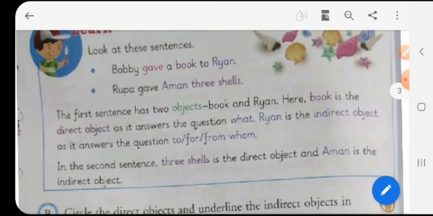Now let's see what these two objects are. Book is the direct object as it answers the question what. It is directly correlated to gave. What is given? A book is given. Then Ryan is the indirect object, that is, to or for whom this is done. So Ryan is the indirect object. In the second sentence, 3 shells is the direct object and Aman is the indirect object.